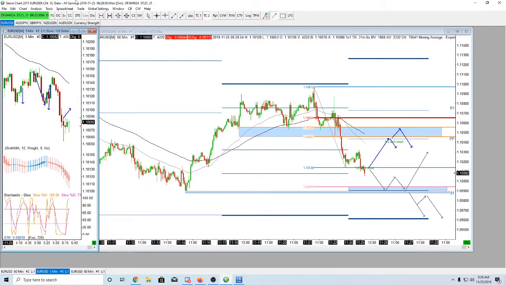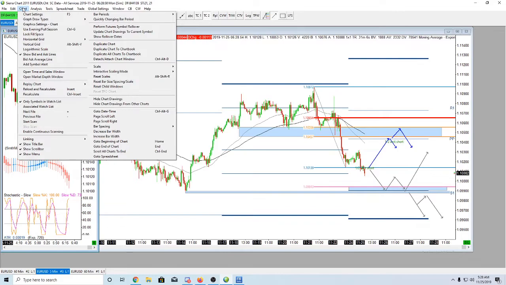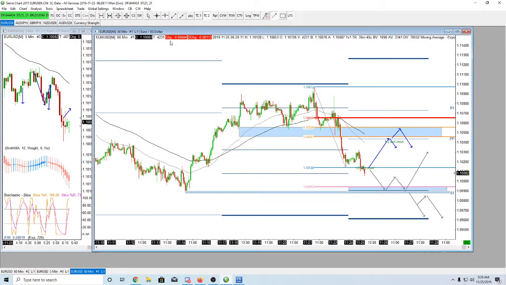Let's see. How do we do? Let's go up to, I'm trying to remember how we do this. Chart setting. So there's a way to see this little header I have up here with all this info. There's a way that I can change.